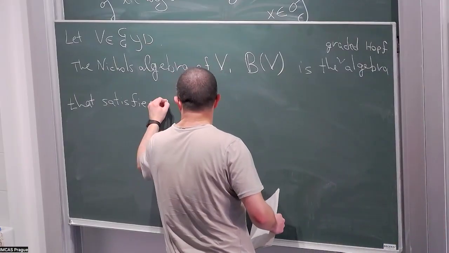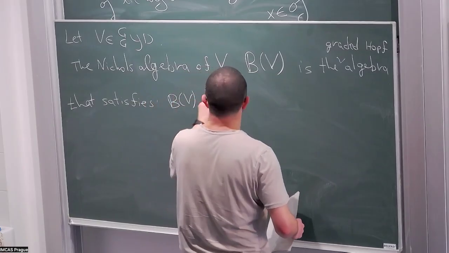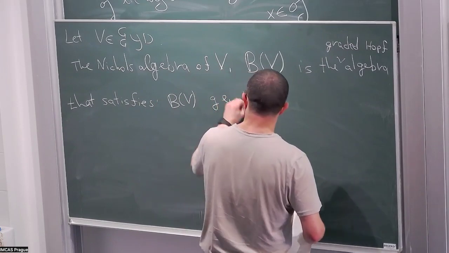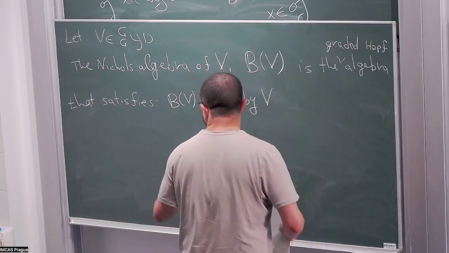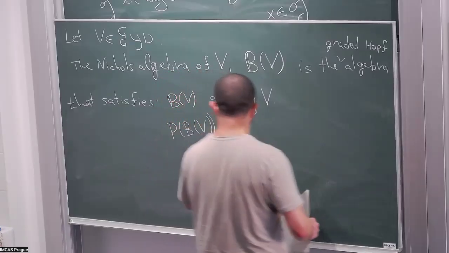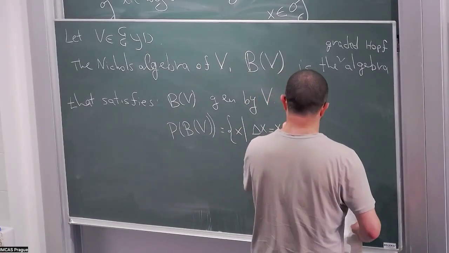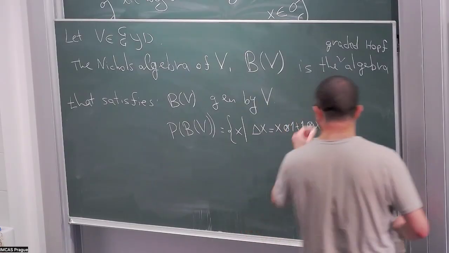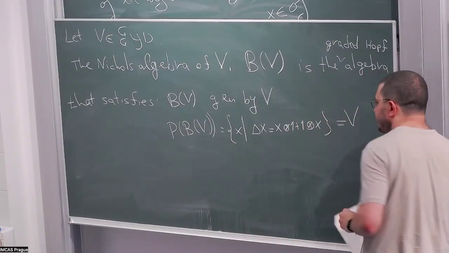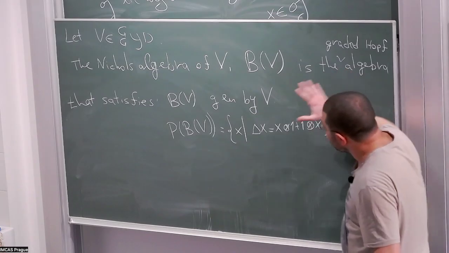So first thing is that B(V) is generated by V. And then the second thing is that the primitive elements in B(V), which let me just tell you what it is. It's all the x such that delta x is equal to x tensor 1 plus 1 tensor x, is equal exactly to V. Okay, is there anything that I forgot here? I don't think so. Okay, how do we actually construct this kind of thing?